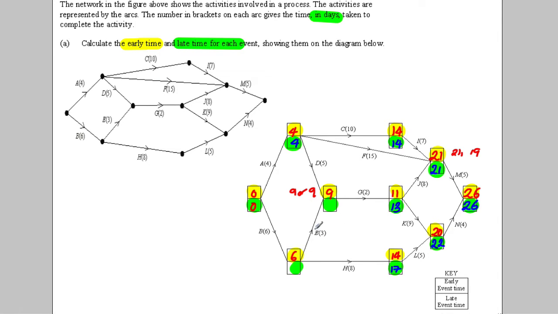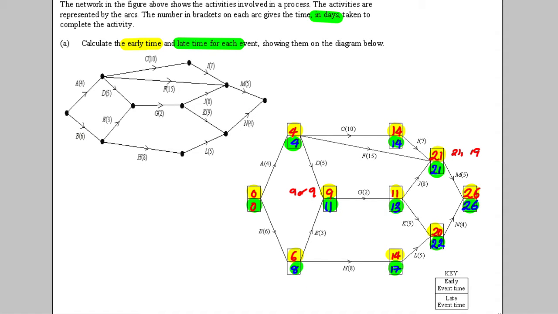Oh, actually, we need to consider this one first before we do that. So let's go to here. 13 take away the 2 is equal to 11. So how could we have got here? It's either 11 take away 3 is 8 or 17 take away 8, which is 9. So we're going to choose the smallest number, which is 8 here.